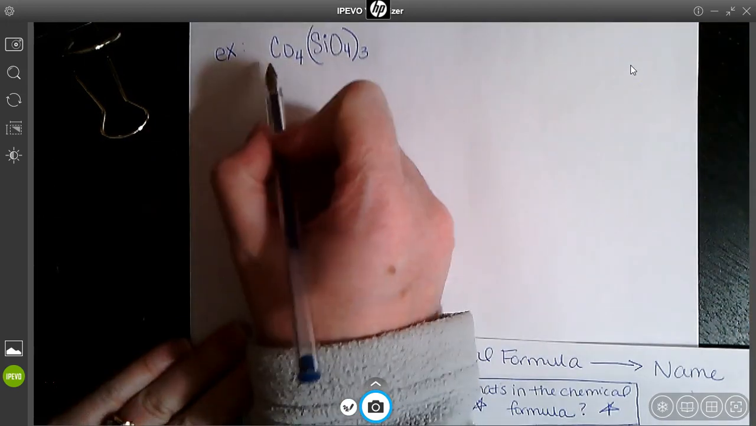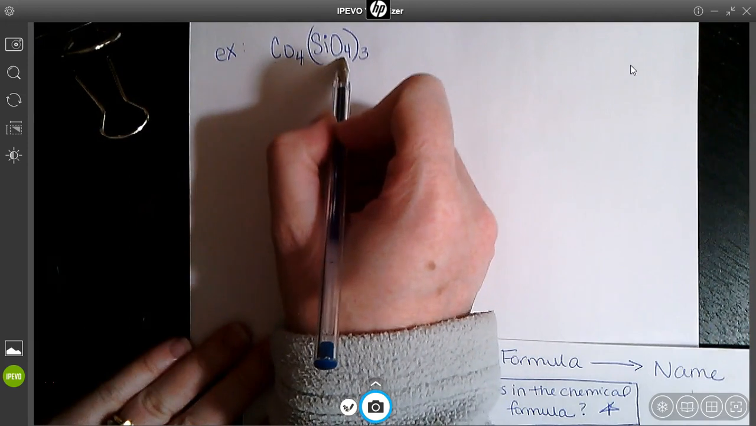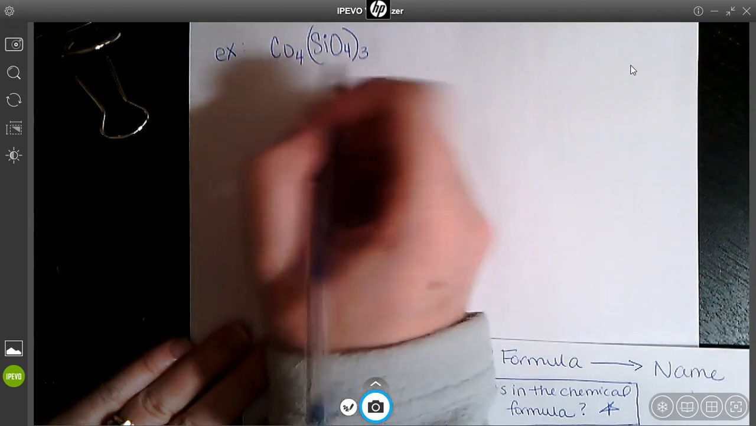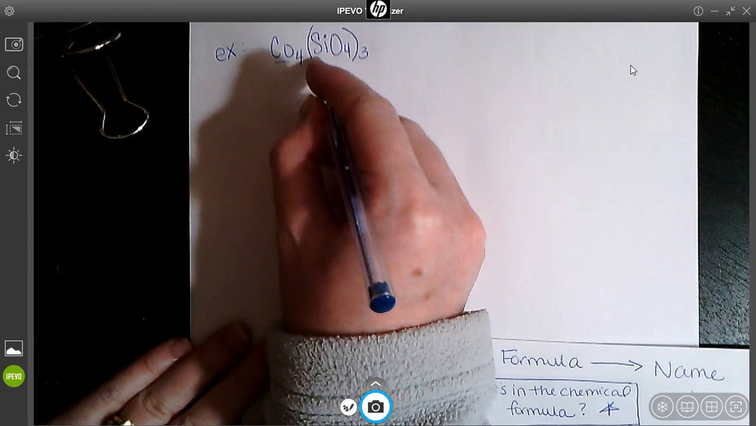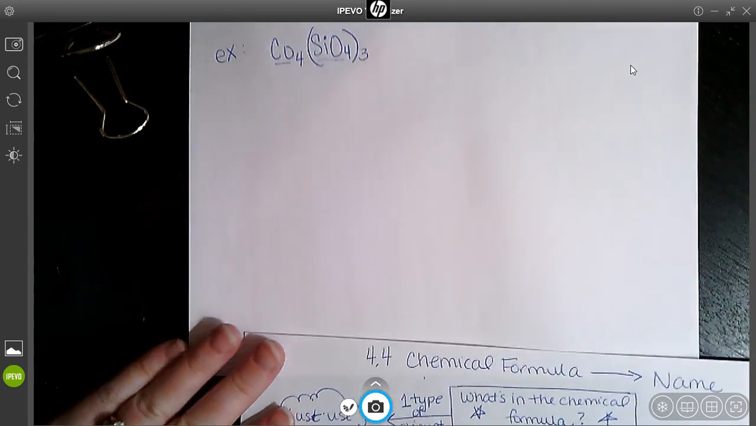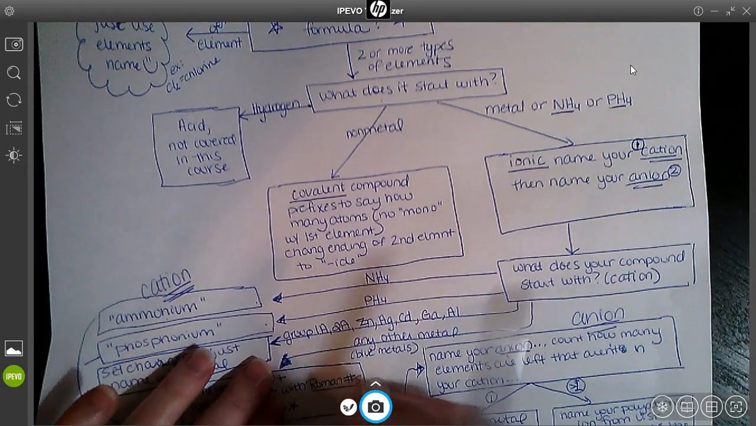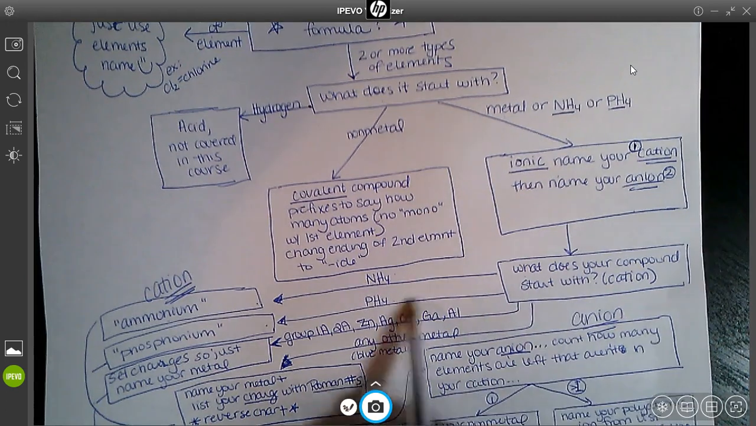For this one, we've got cobalt, silicon, and oxygen. So you know you have 3 or more elements, and the first one is cobalt, and then you can tell that SiO4 is grouped together. Since we're starting with cobalt, which is a metal, we're going to start here, and then we come here.